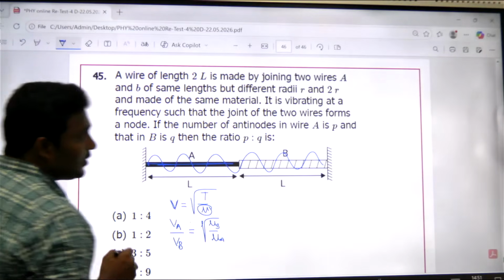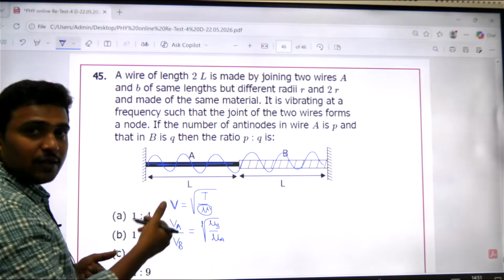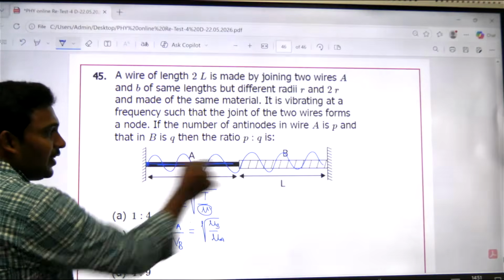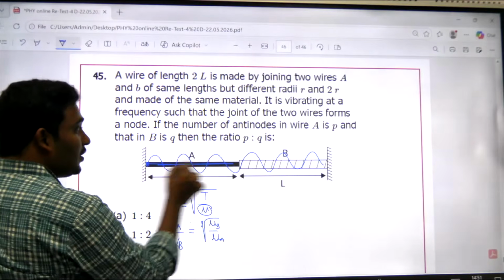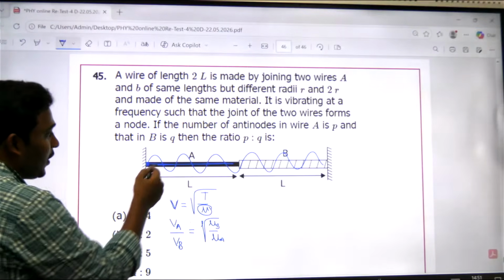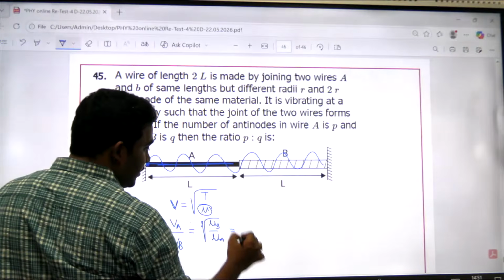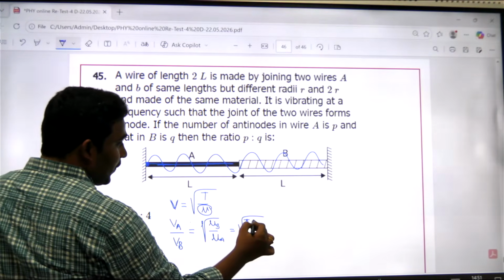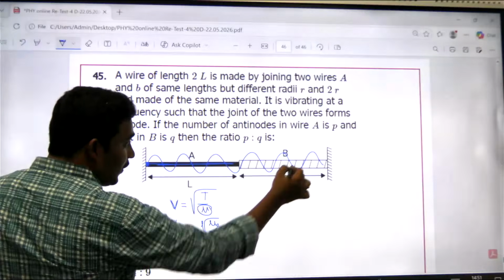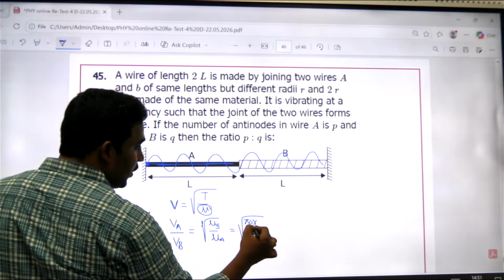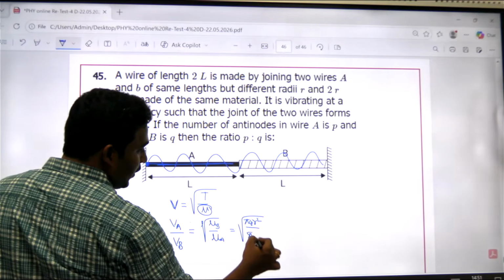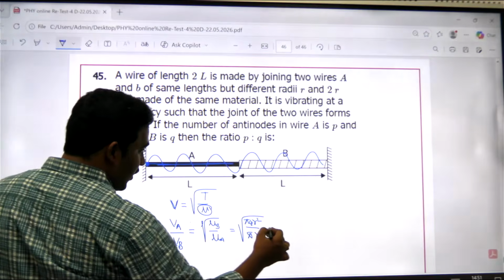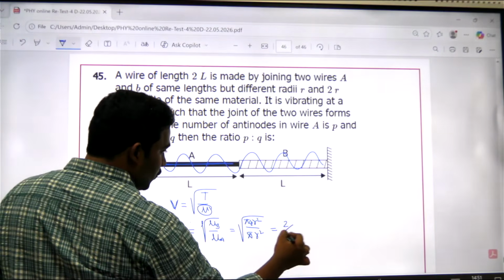Now, what is the density? Density is nothing but mass per unit length. Now, if you observe it, the lengths are the same. Only the cross-section area is different. So, can I simply write it as pi r square for A? What is the cross-section area for this? Pi r square. For B, it is pi into 2r square. It is 4 into r square divided by pi into r square. So, velocity of A by B is 2 is to 1.